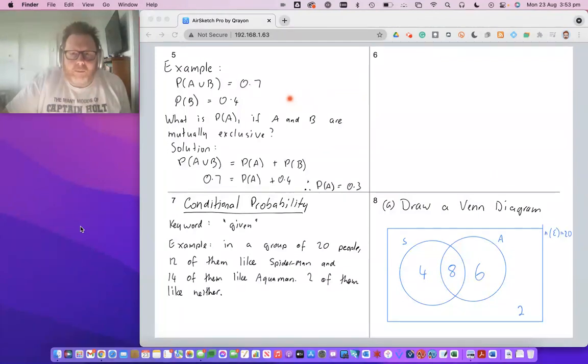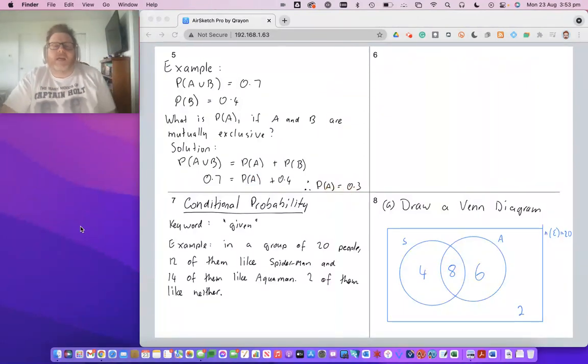Here's another example. I won't spend too long on it because I have been through a few examples already. But here I'm given the probability of A union B being 0.7, the probability of B is 0.4. And I've said, what is the probability of A if A and B are mutually exclusive? So you can just use that second model where you've just got probability of A union B equals probability of A plus probability of B. You don't need the A intersect B bit. And then you can just solve quite simply to make probability of A equal to 0.3.